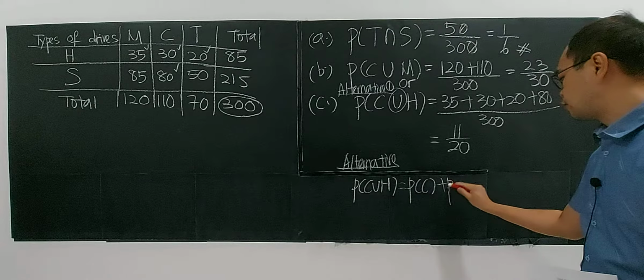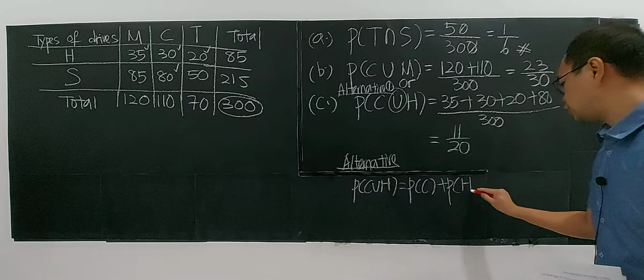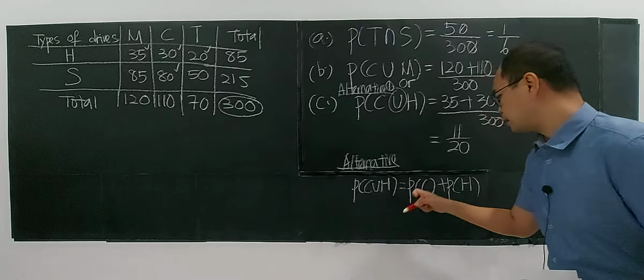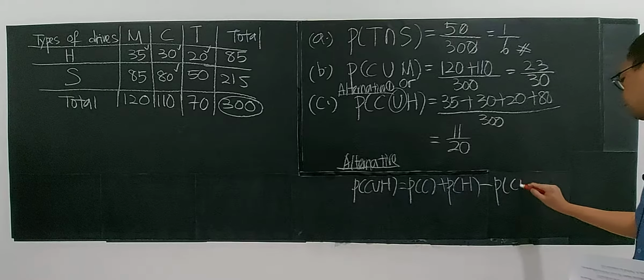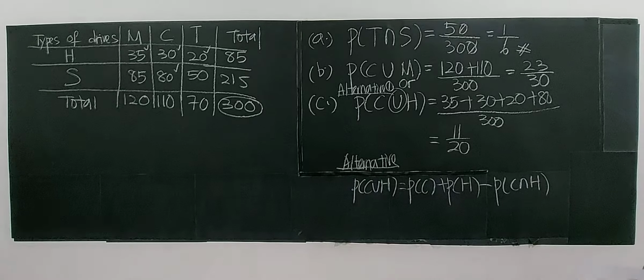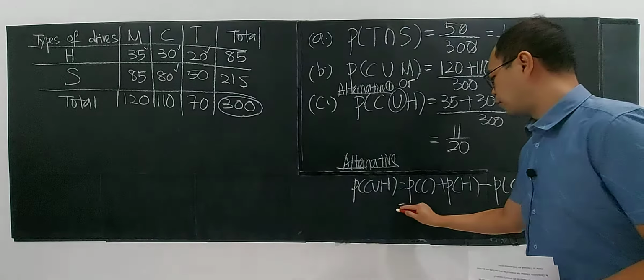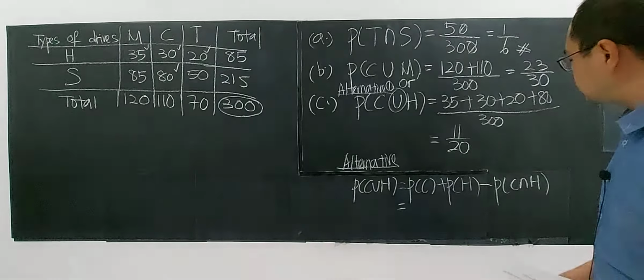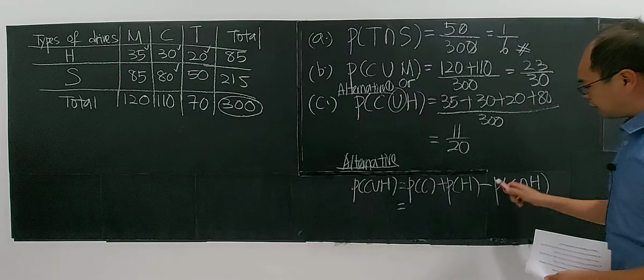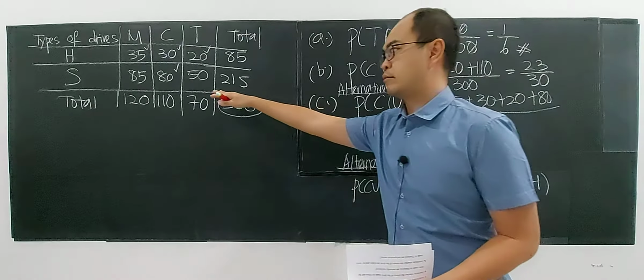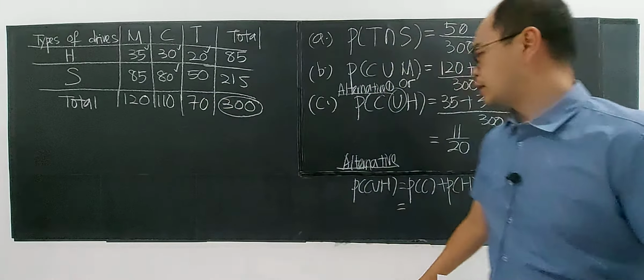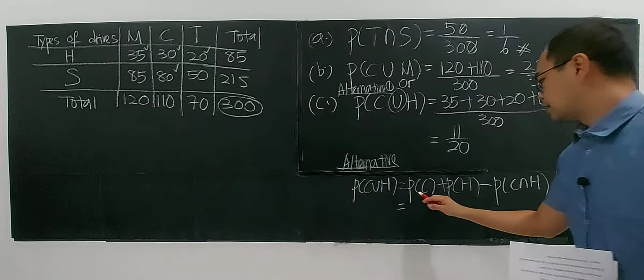So the probability of A union B is the probability of A plus the probability of B minus the probability of A intersect B. Here, that is the probability of C, the probability of H, minus the probability of C intersect H, right? So we can use the formula for probability. We use this because this case is non-mutually exclusive, meaning they have an intersection.